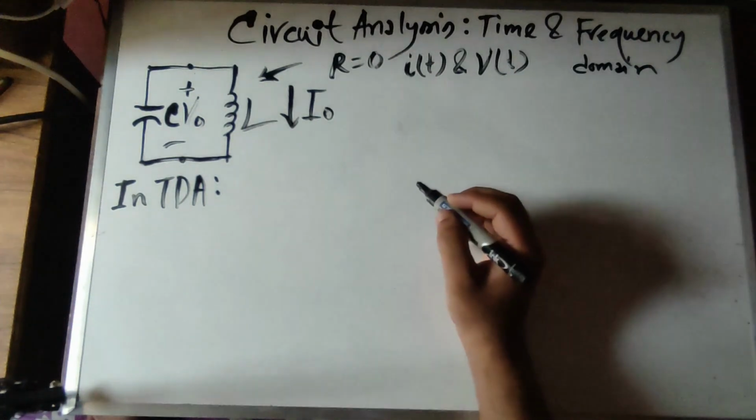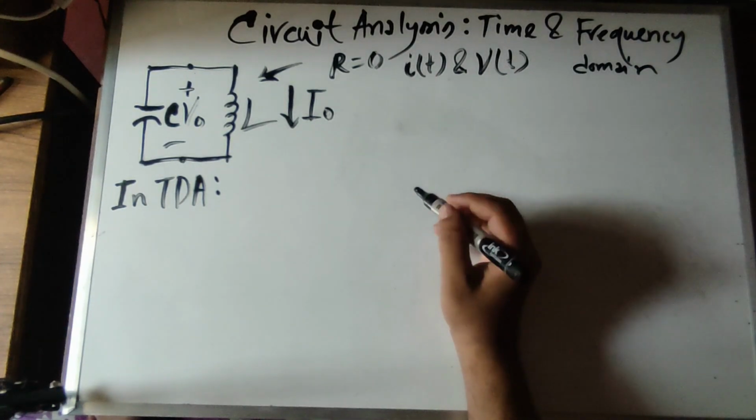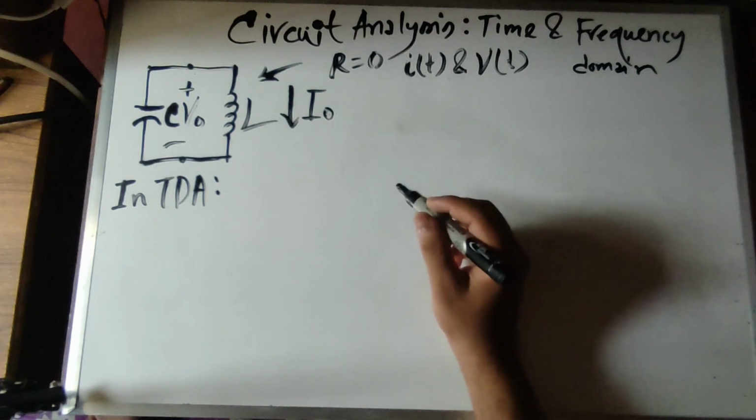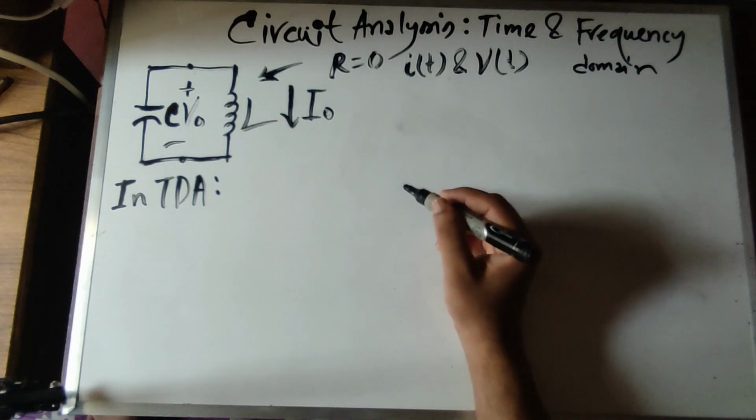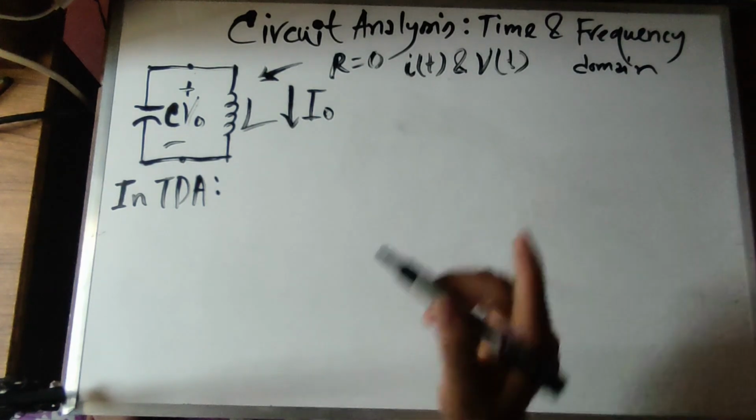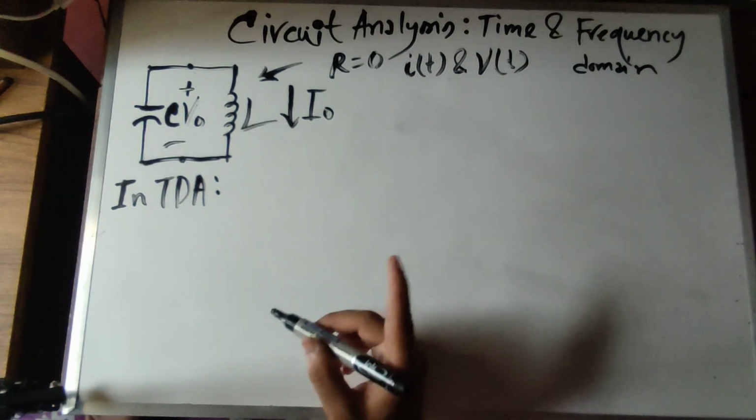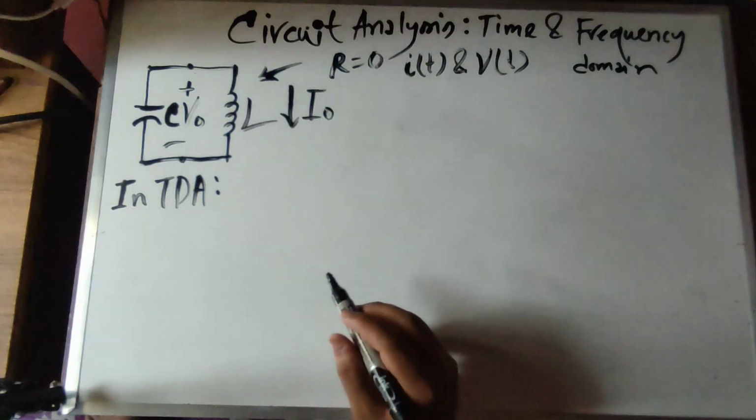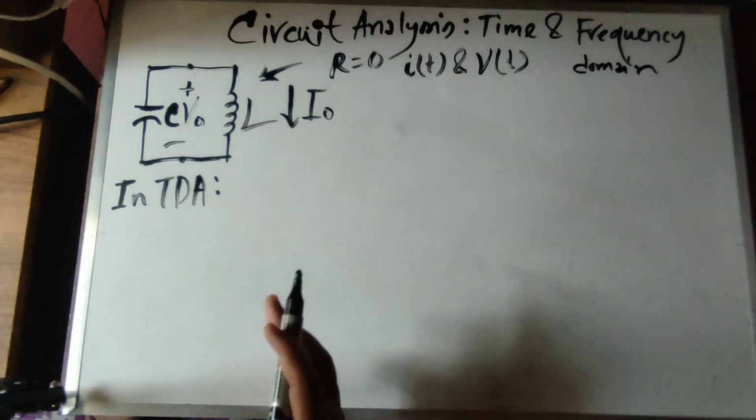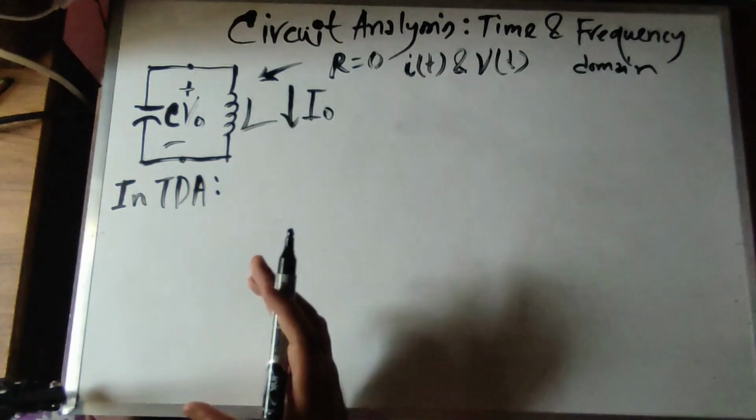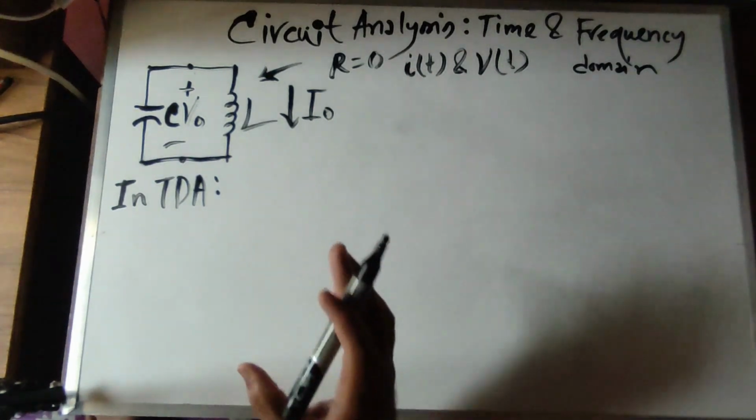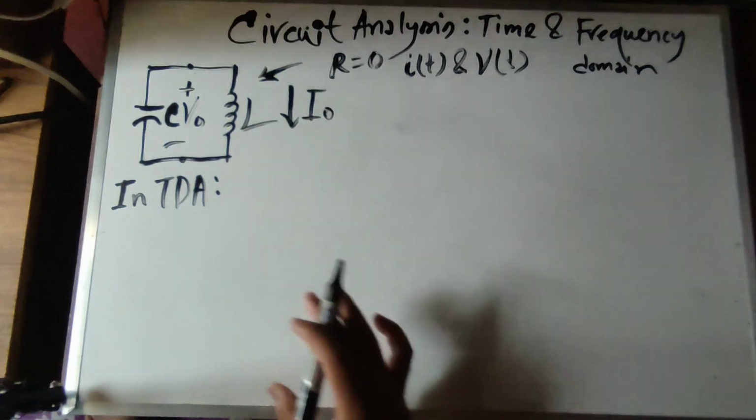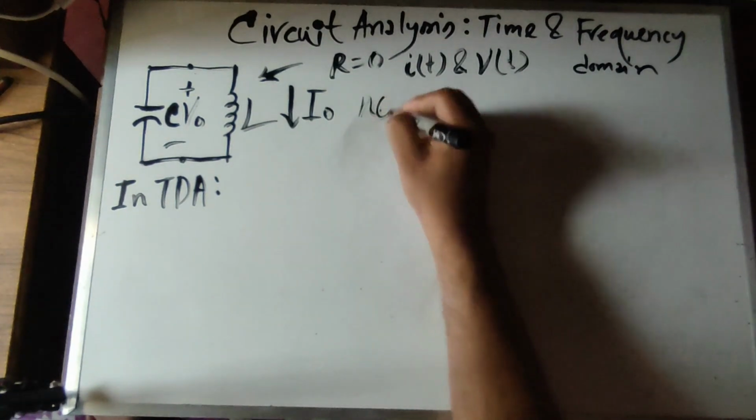In the previous videos of circuit analysis, we analyzed the RL circuit and RC circuit. So there was at least one resistor with the capacitor and the inductor, but here we have both the two dynamic elements, inductor and capacitor, but there's no resistor involved here. We have assumed it.